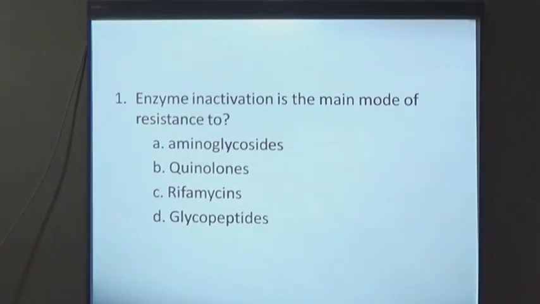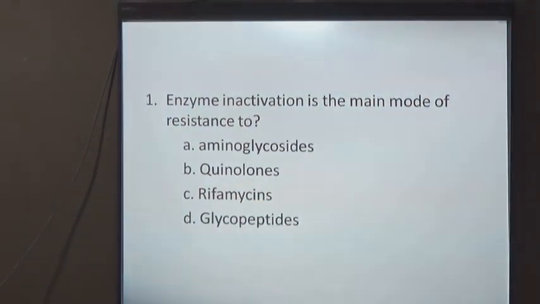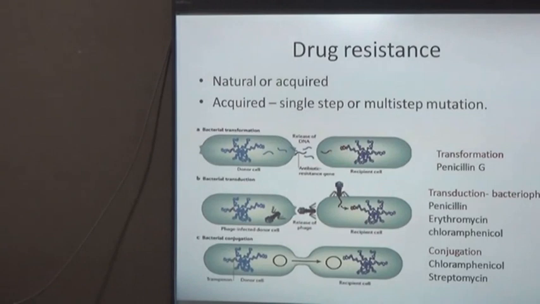Aminoglycosides, how does it act? What are the organisms it will cover? Aminoglycosides, streptomycin the first. Which organism? Gram negative. Okay, just I will tell about drug resistance.